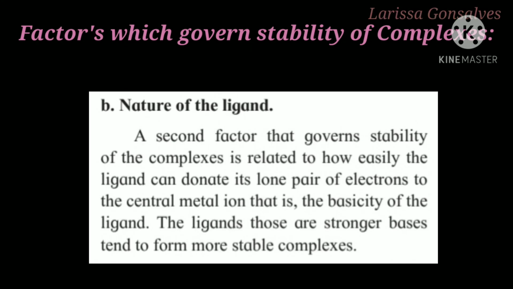The next factor is the nature of the ligand. The second way in which the stability of the complex is affected is the way in which the ligand can easily donate its lone pair of electrons to the central metal ion. In simple words, that is the basicity of the ligand. So if the ligands are stronger bases, then they tend to form more stable complexes. Ligands act as bases because they donate their electron pairs to the central metal ion to form the coordinate bond.